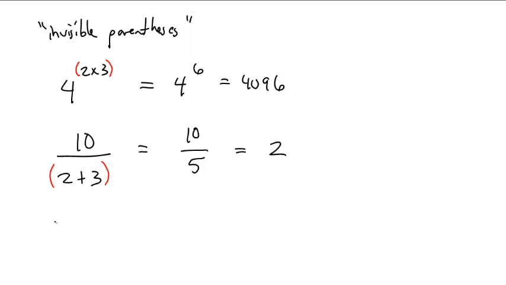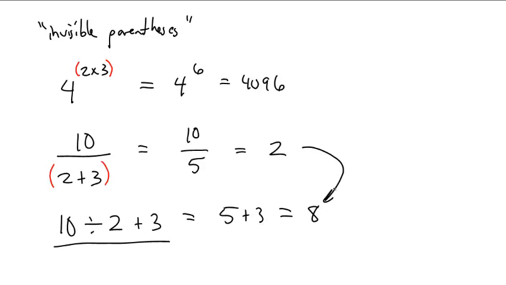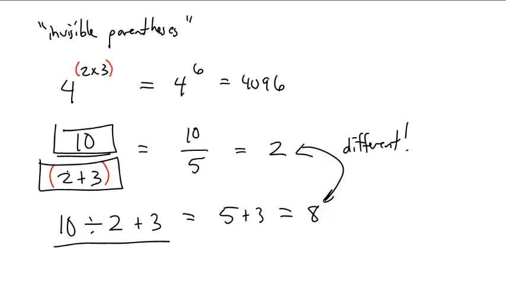It's a very common mistake to type into a calculator 10 divided by 2 plus 3, thinking that they're figuring that out. But really, in that case, you do the division first. So this is 10 divided by 2 is 5 plus 3 is 8. But that's not the same. That is, in fact, what we call different. So you have to be careful about that. Anytime you're dealing with a fraction, you have to evaluate the whole top and the whole bottom before you divide. Anytime you have an exponent, you have to figure out what the whole exponent is before you can raise it up.